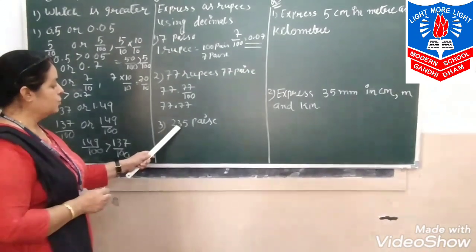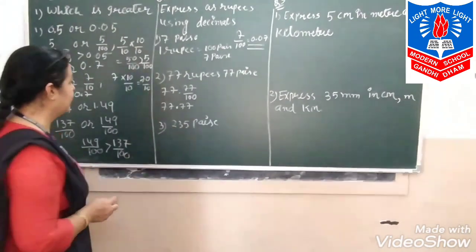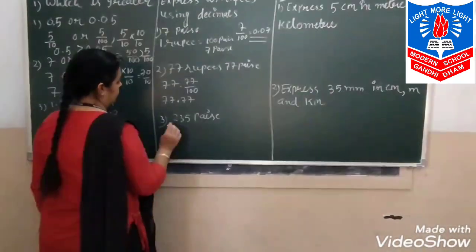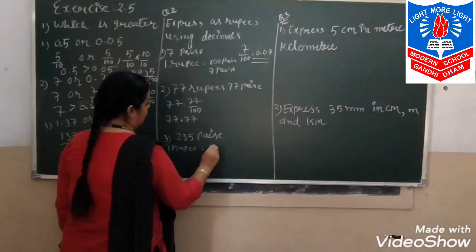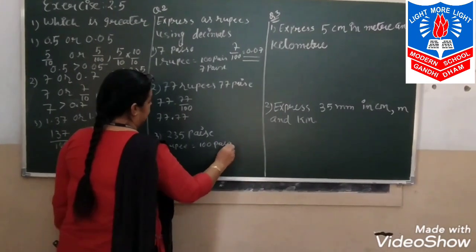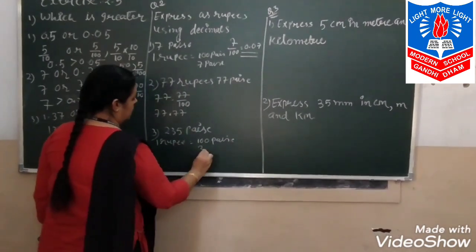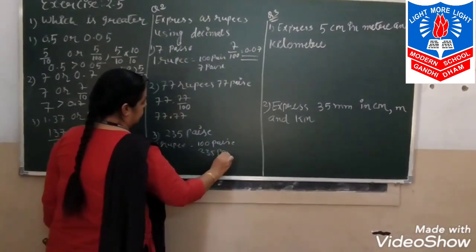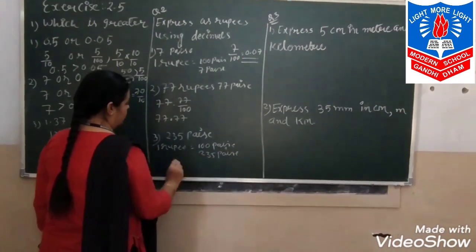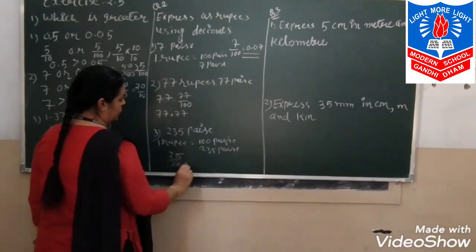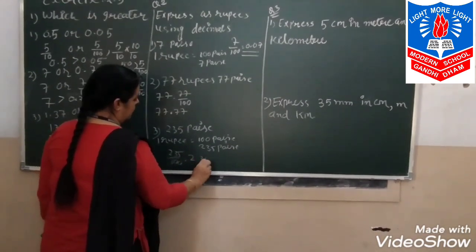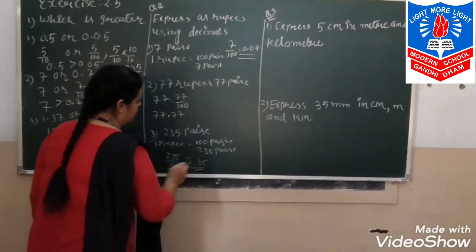Again 235 paise. 1 rupee is equal to 100 paise. So 235 paise is equal to how much? 235/100, point after 2 digits. So 2.35. We write in such a way.